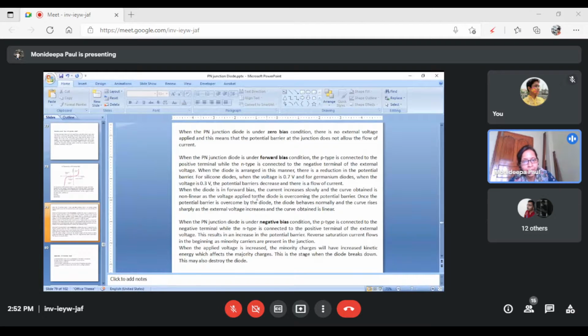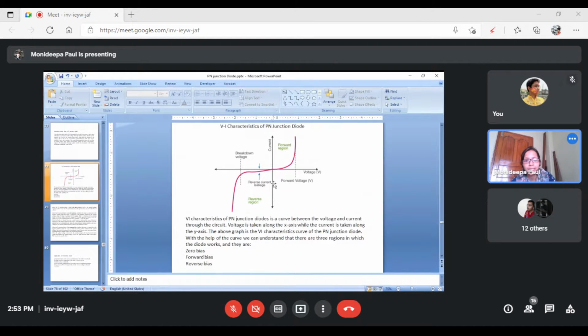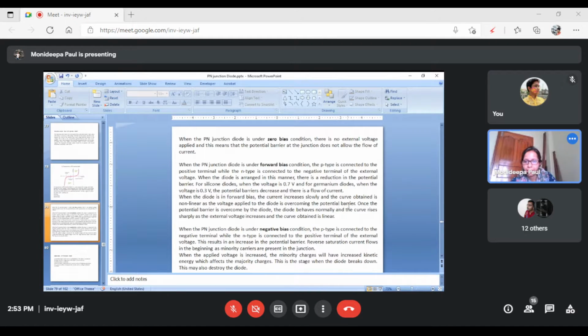non-linear as the voltage applied to the diode is overcoming the potential barrier. Due to this reason, at the starting point, the curve is not linear. In this portion, the curve is not linear. That means in this portion, the applied voltage is just overcoming the potential barrier. Once the potential barrier is overcome, the diode behaves normally and the curve rises sharply as the external voltage increases; the curve obtained is linear.